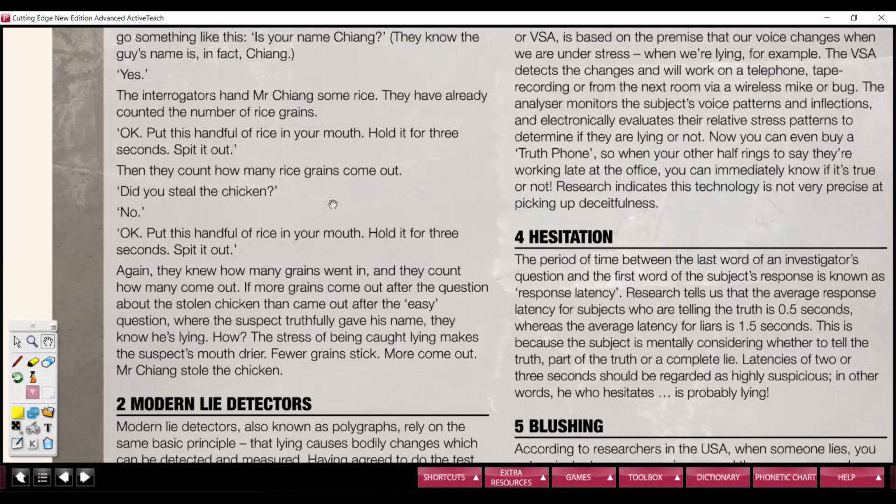Did you steal the chicken? No. Okay. Put this handful of rice in your mouth, hold it for 3 seconds, spit it out. Again, they knew how many grains went in and they count how many come out. If more grains come out after the question about the stolen chicken than came out after the easy question, where the suspect truthfully gave his name, Mr. Chan, they know he's lying.